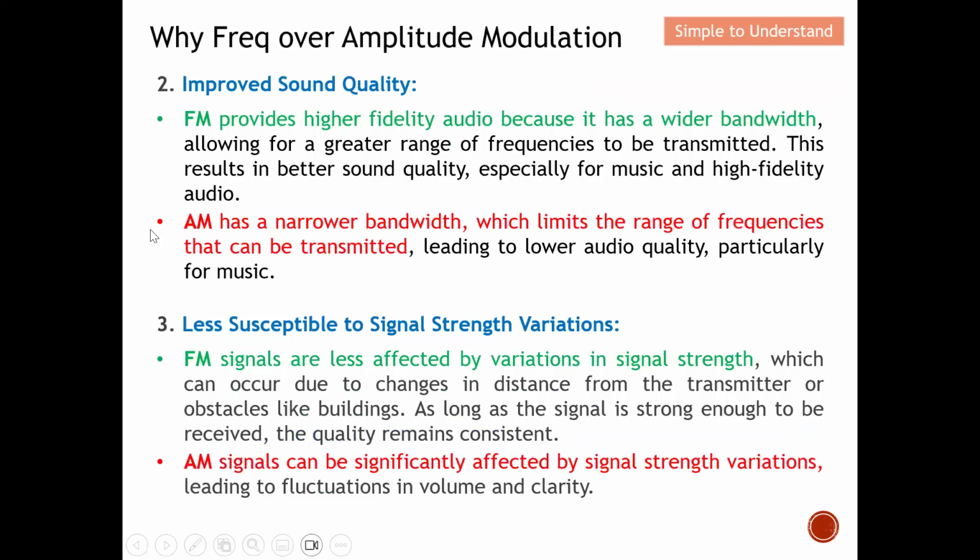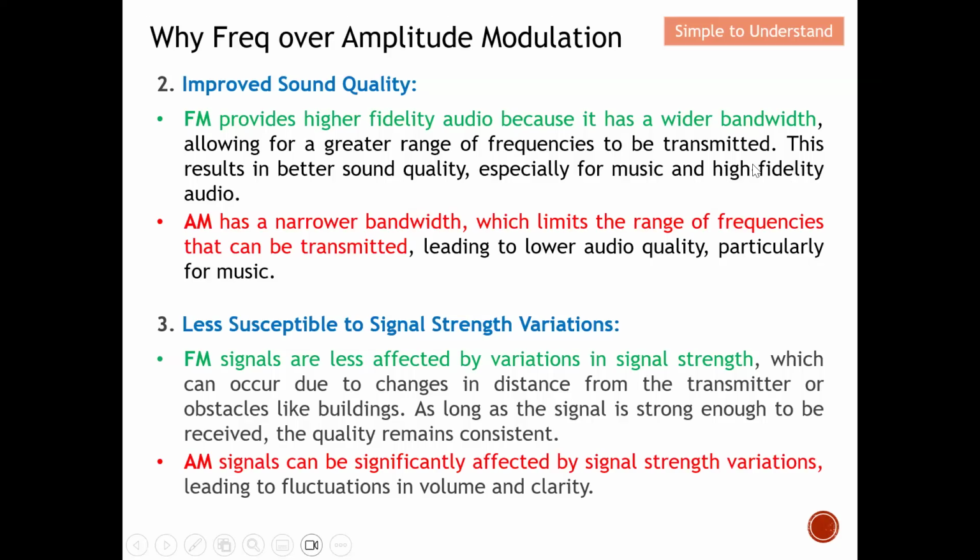Next, we also have improved sound quality. FM provides higher fidelity audio because it has a wider bandwidth. This allows a greater range of frequencies to be transmitted. If your bandwidth is large, then you can use the whole frequency range to transmit. And because of the greater range, this normally results in better sound quality, especially for music and high fidelity audio.